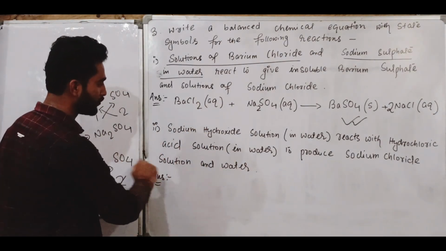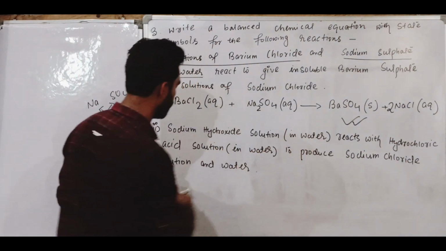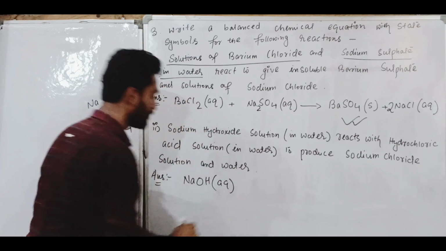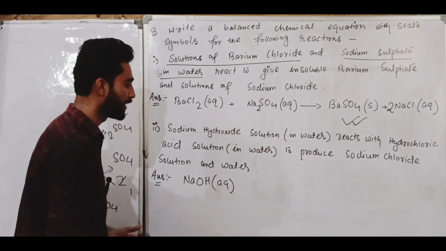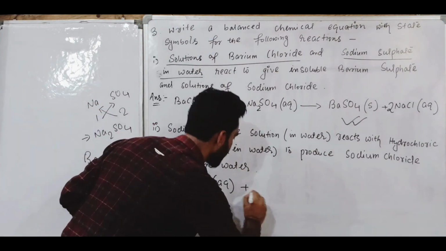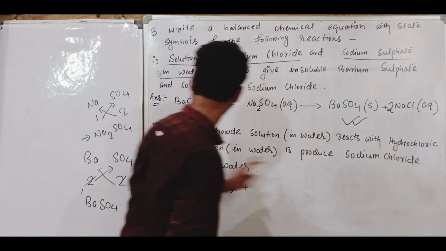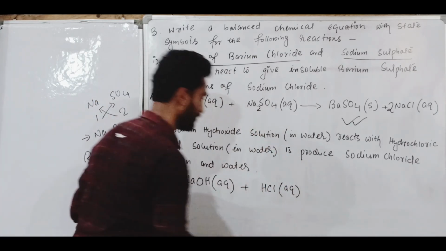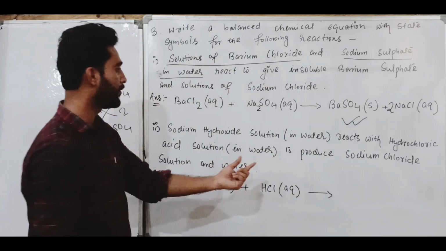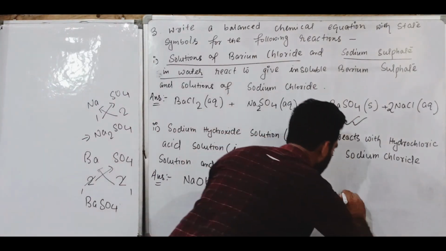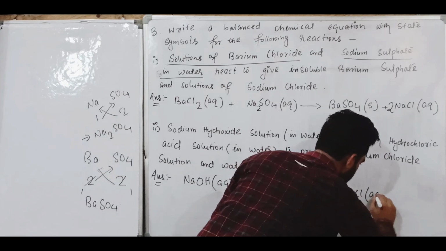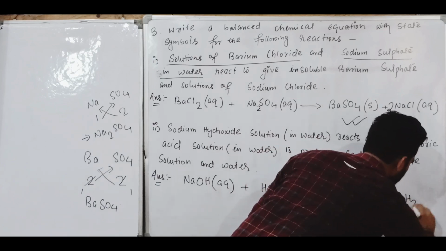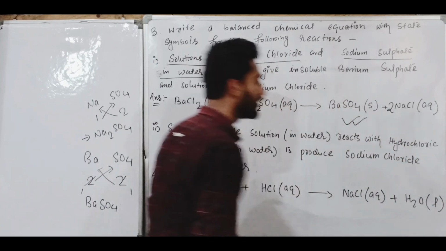Now let's see the question number 2. Sodium hydroxide solution in water. That means NaOH in aqueous medium. Means NaOH is dissolved in water. (aq) means aqueous solution. Reacts with what? Hydrochloric acid in water. That means HCl in water. They reacted and they formed what? Sodium chloride solution, NaCl in aqueous medium, plus water. So water we will get in which state? Water we will get in the liquid state.